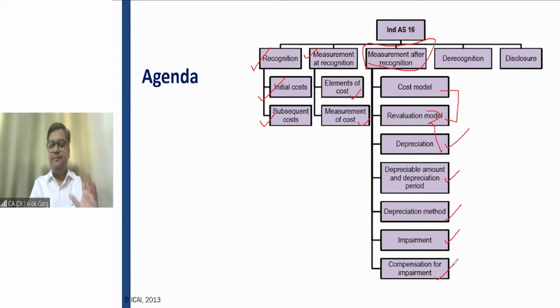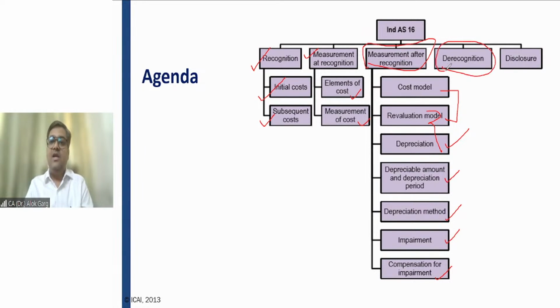So friends, we talk about recognition, which is the birth of the fixed asset. Then we talk about measurement, which is the value of the fixed asset or PPE. Then we talk about measurement after the first recognition and first measurement, right? So we'll talk about the reporting date. Then the end of the life cycle of the fixed asset. What is the end of the life cycle of the fixed asset?